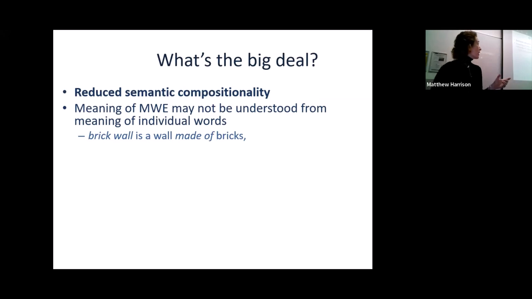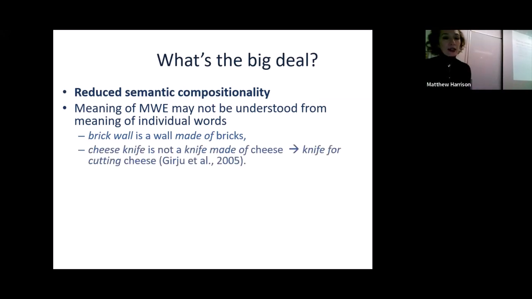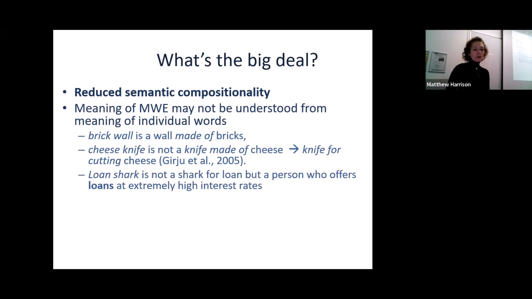There is an implicit relation there, made of, that is not explicitly realized. And for another compound, like cheese knife, you have another different implicit relation. So it's not a knife that is made of cheese, but it's a knife for cutting cheese, right? And if you go even further, for something like a loan shark, it's not a shark for loan, but a person who loans at high interest rates.